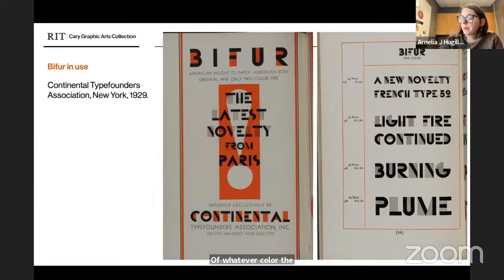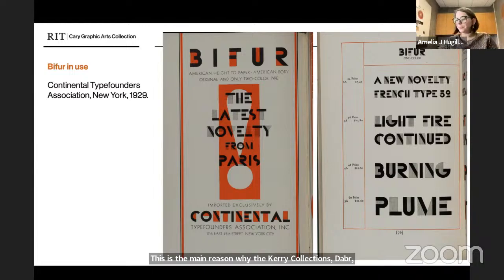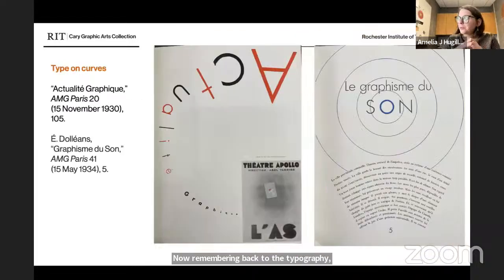This specimen relates directly back to my library, the Cary, as our namesake, Melbert B. Cary Jr., imported metal types from Deberny and Peignot for the American market. This is the main reason why the Cary collection's Deberny and Peignot holdings are so strong. Now, remembering that most of the text in the magazine was foundry type, so it was set by hand, these layouts in circles or curves are particularly masterful, showing off what's possible with an expert typesetter who could break with rectilinear typesetting.